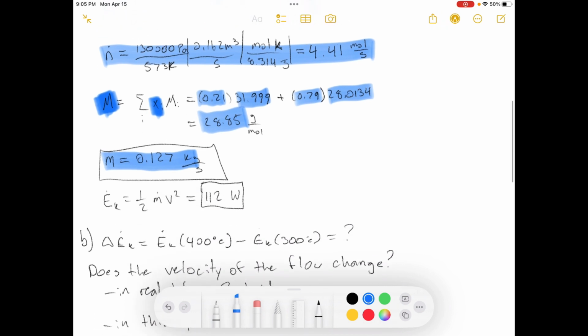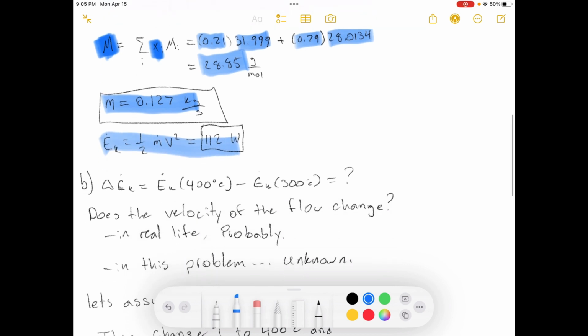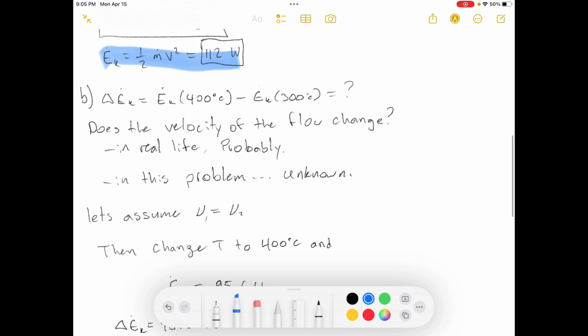Now that we know the mass and the velocity, we can calculate the kinetic energy rate in watts. 112 watts. Okay, part B. If the air is heated to 400 degrees Celsius at constant pressure, what is the kinetic energy change from 400 to 300?